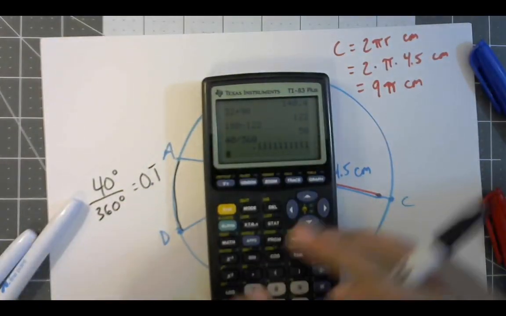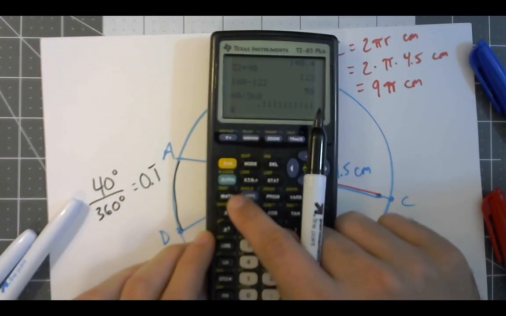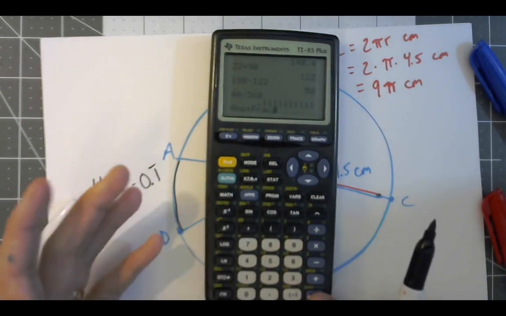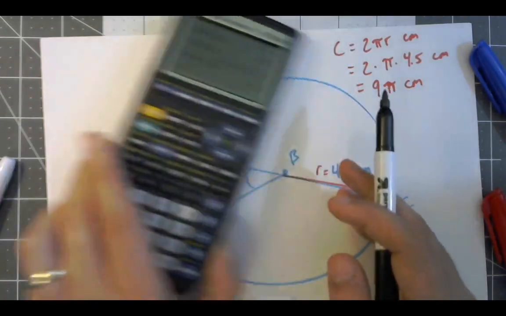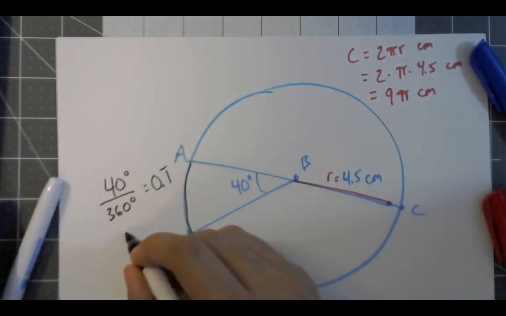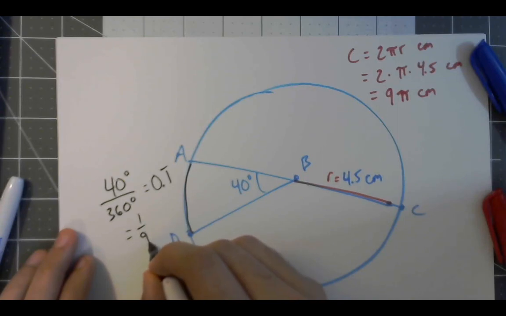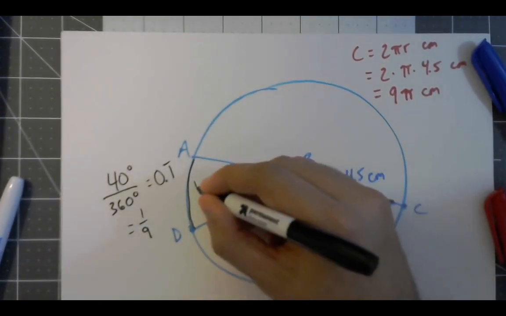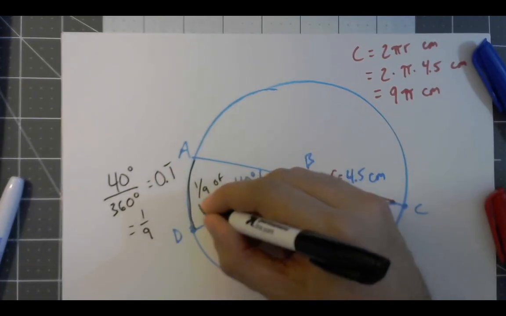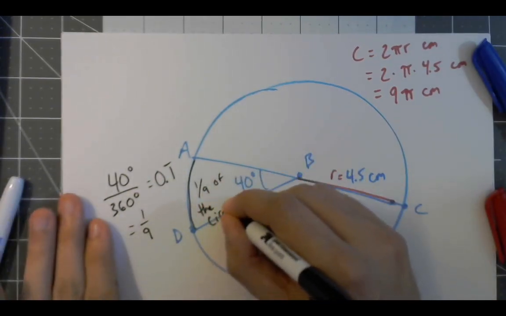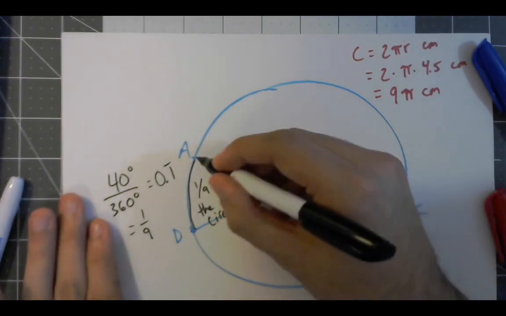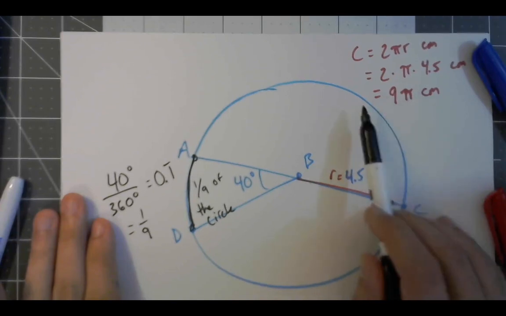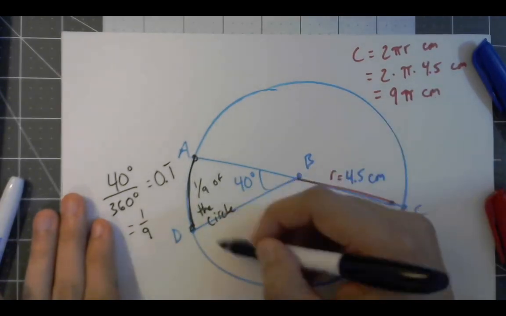If we go to our calculator, there's a math button right here. You probably can't see it. And then the first option is fraction. We can take that repeating decimal and spit out a fraction instead. We actually like fractions a little bit more because they're a little bit cleaner. So that's also 1/9. So 1/9 of the circle is right here from A to D. So I know all of my circle is this, and I'm only spending 1/9 here.